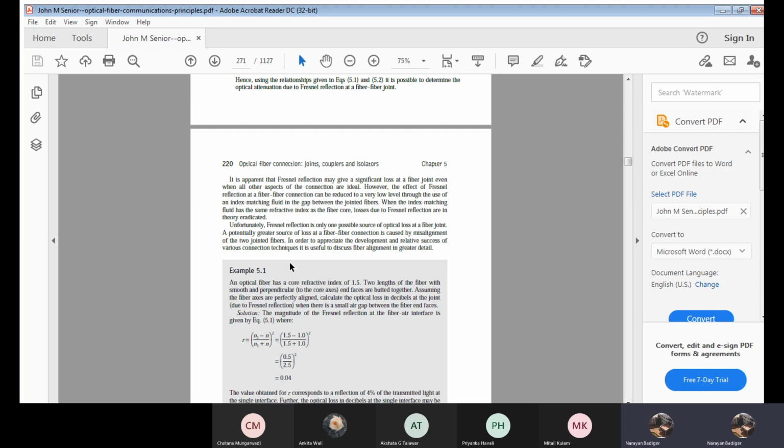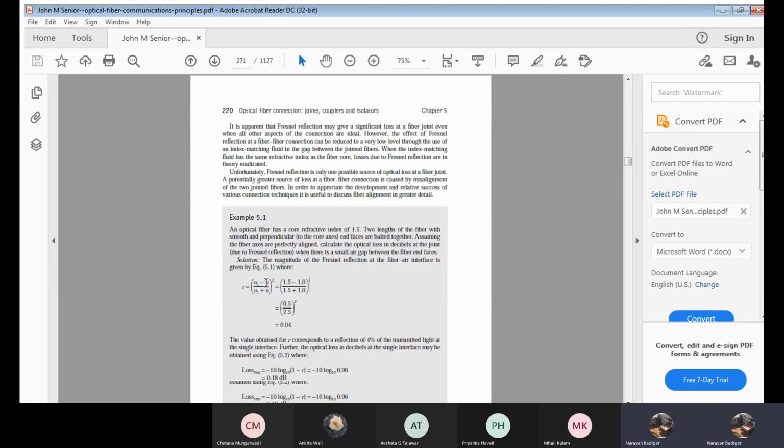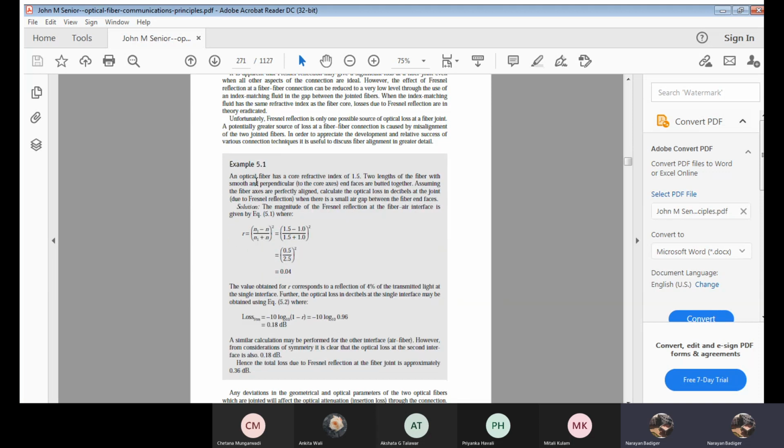Next, whatever fiber to fiber loss may happen here may also be due to misalignment of the different fibers, and we will study those misalignments in detail in the next part. Now we'll do one simple problem on this. It is a simple problem, again direct substitution, that's all.